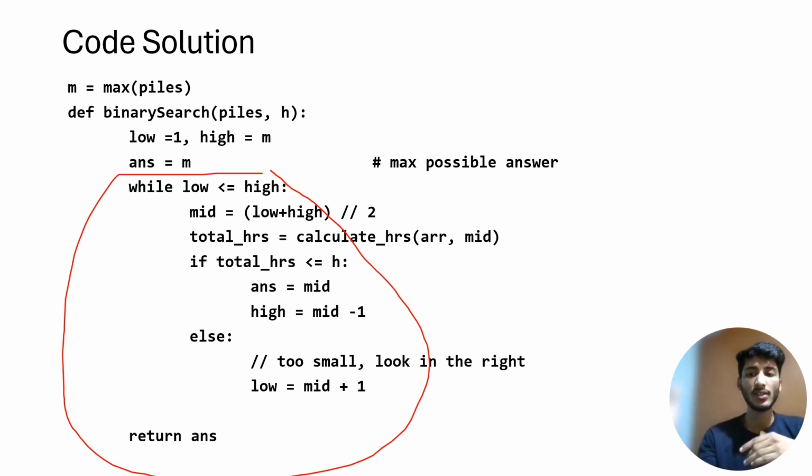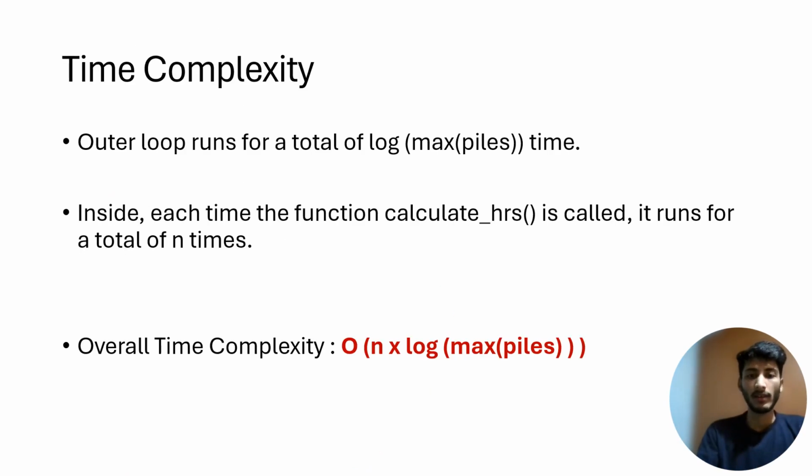What I'm traversing is the entire range. So what is the range? The range over here is 1 to the maximum of the array. So it will be logarithmic of the range, logarithmic of the maximum value. So the overall time complexity will come out to be order of n for the internal calculate function multiplied by log of maximum value. All right, so that is our time complexity.